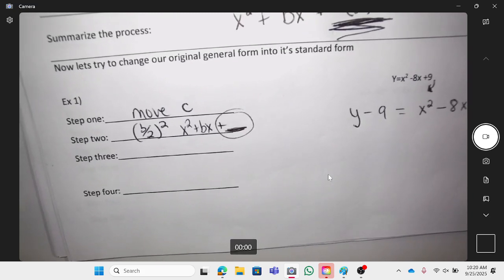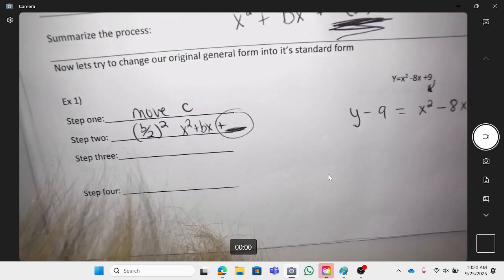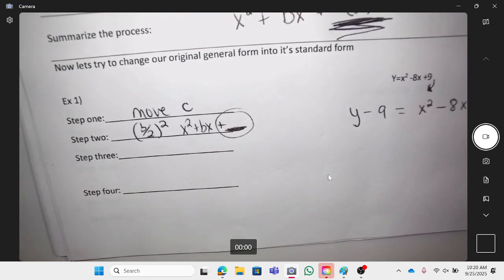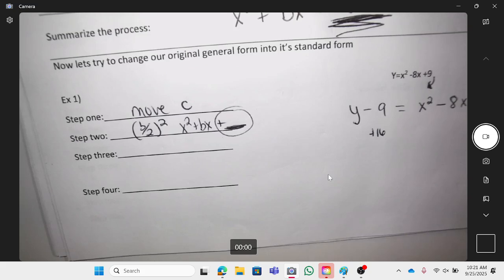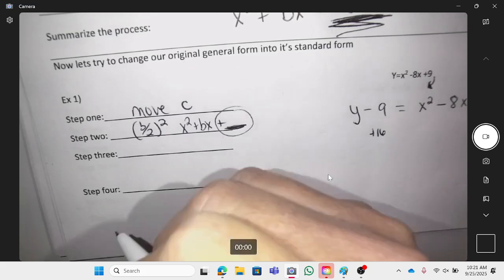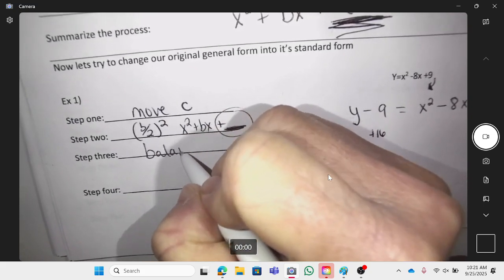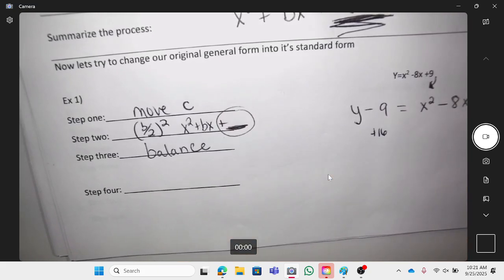Okay, what happens on a playground when you're on a teeter-totter and then you just throw something onto one side of the teeter-totter? It's not balancing anymore, right? So what should I do? I should balance it back out. Okay, so that was my step 3. I'm just going to call it balance. So if you create something on one side of the equation, that's not legit. You can't just put anything you want. But if you do the same to the other side, you are okay. You're keeping it equal.